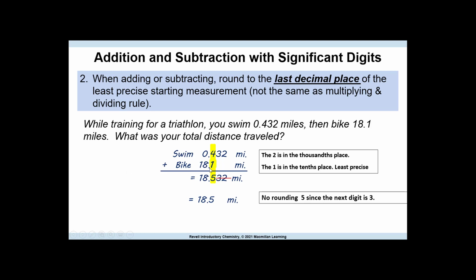First thing, line up the decimal points. Line them up because it's going to allow you to visually see where your values are. So in this case, the 3 is in the hundredths place. My 1 is in the tenths place. So when adding or subtracting, round to the last decimal place of the least precise starting measurement. What does that mean now? We don't care about what's in front unless there is nothing here. The value that has the smallest amount of digits after the decimal point controls the answer. So if you need help, draw a line here and cut, and that will help you to see where it needs to be cut. So in this case, my answer is 18.532.